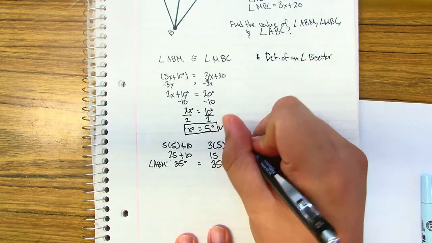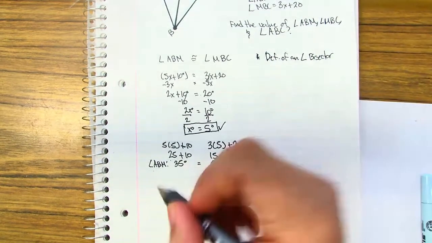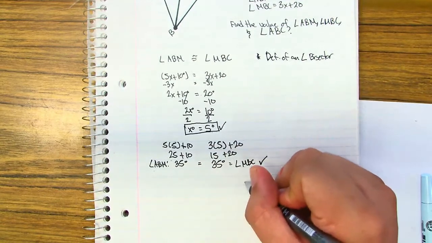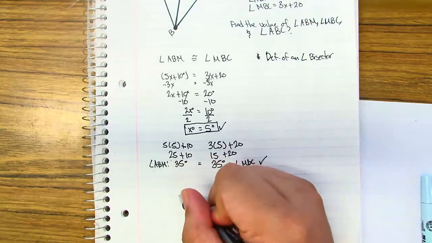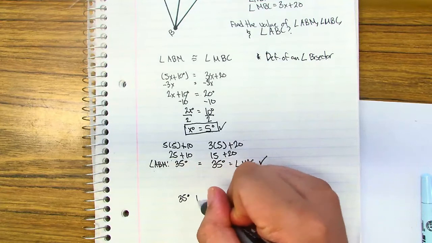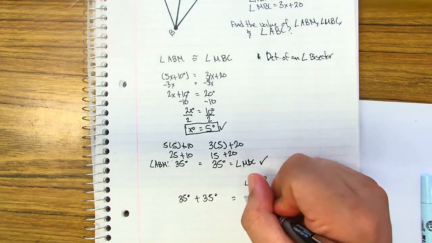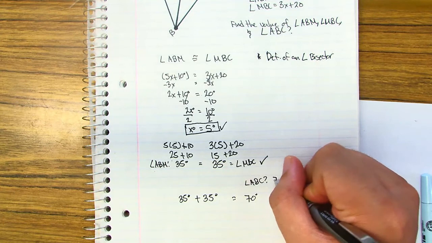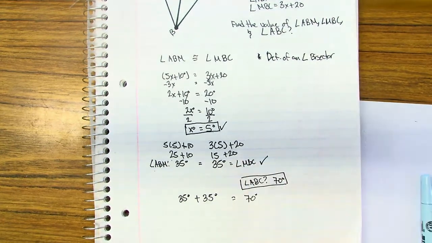You know that x equals 5 degrees is correct. But we're not done, because why? We need to find the value of the whole angle. What is the value of angle ABC? All we need to do is add 35 degrees plus 35 degrees, and the total equals angle ABC, which equals 70 degrees. So angle ABC equals 70 degrees. And that is it for the lesson.